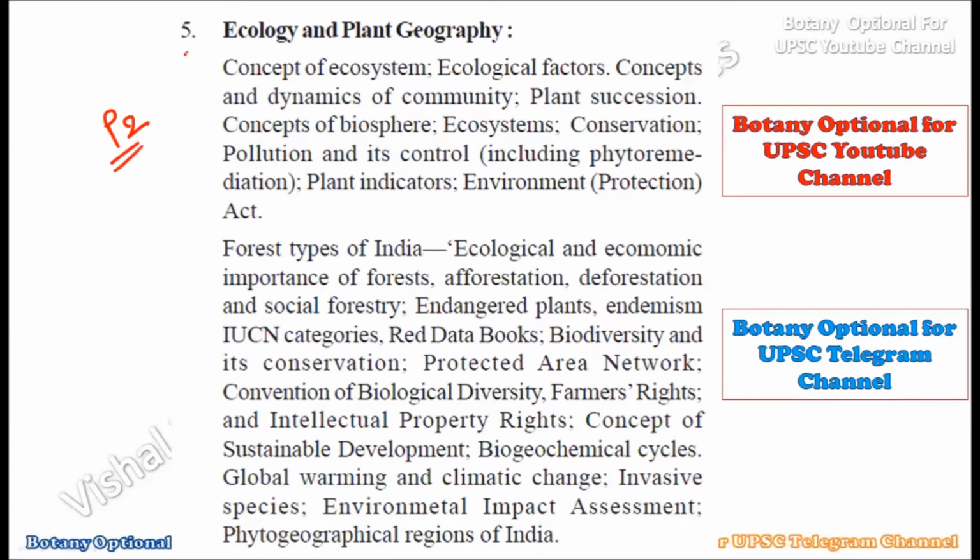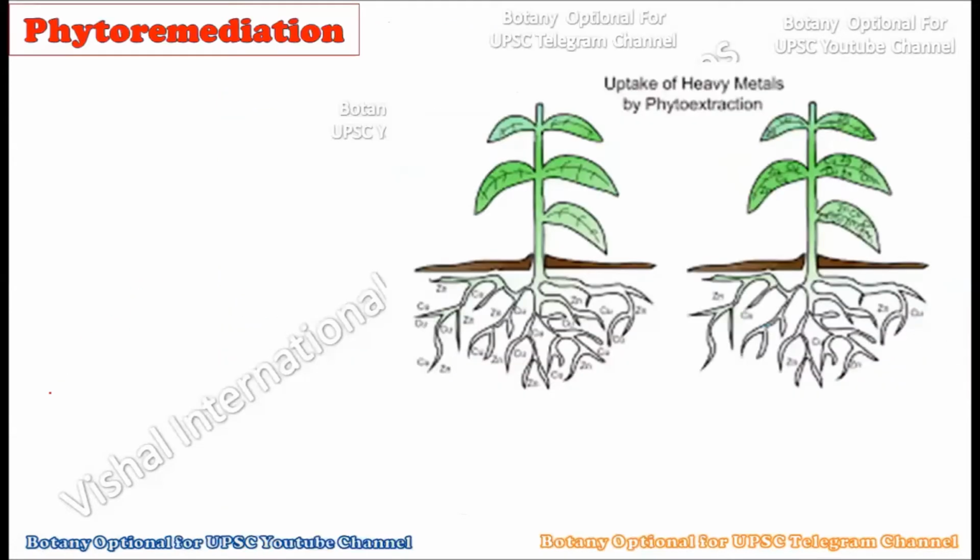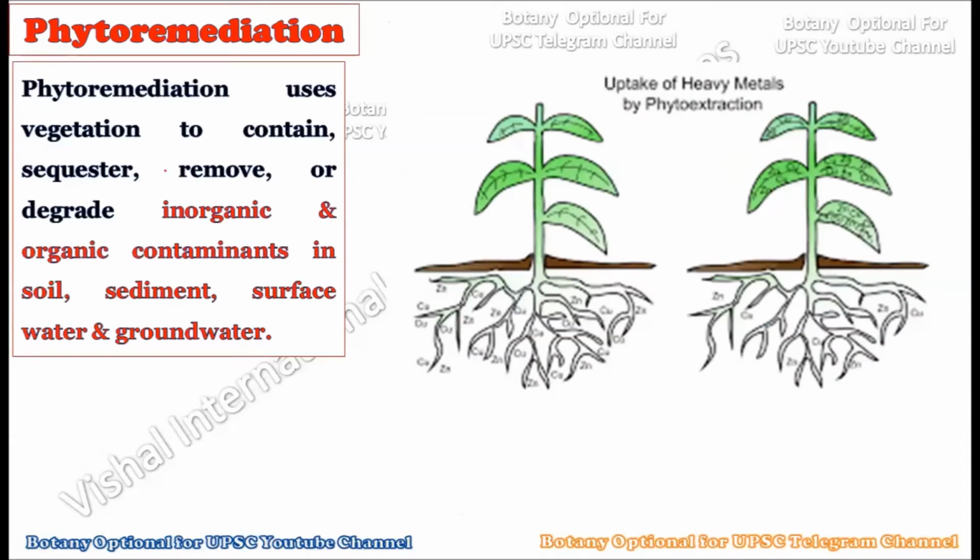Consider this is your syllabus. We are dealing with Paper 2 and Chapter 5, Ecology and Plant Geography, and we are here at phytoremediation. Now consider the very first slide. Phytoremediation uses vegetation to contain, sequester, remove, or degrade the inorganic or organic contaminants of soil, sediment, surface water, or groundwater.